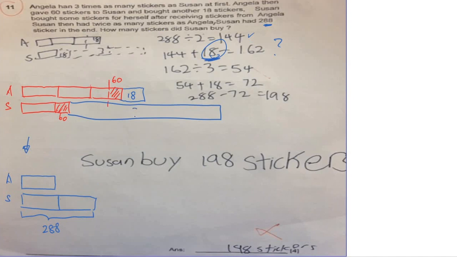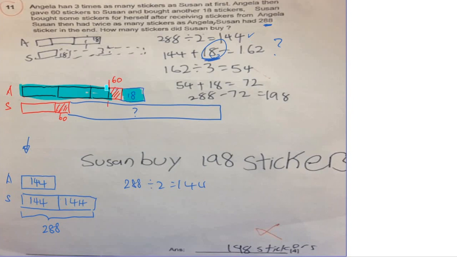So I want to know this portion. How many stickers did she buy? If here is 288, as it says, 288 divided by 2 will give me 144. So here is 144, which means here is also 144, correct? Here is one box. And this 1 box should include this.